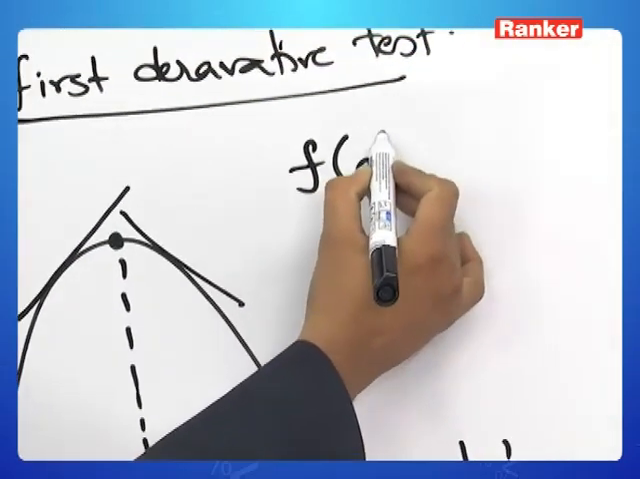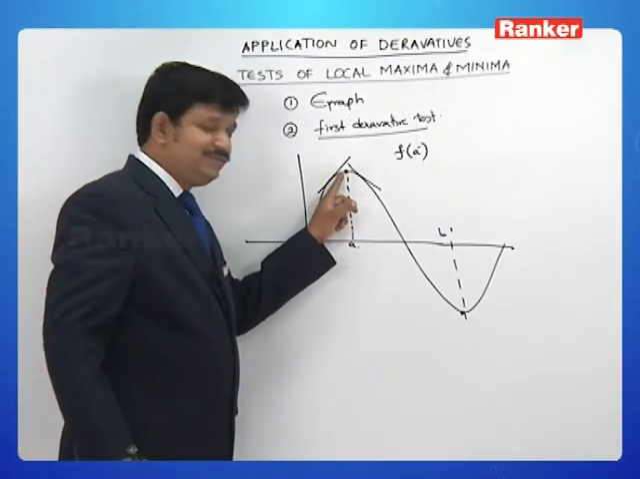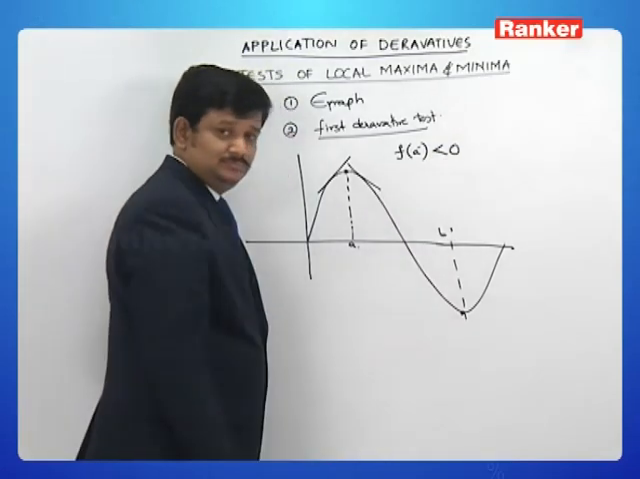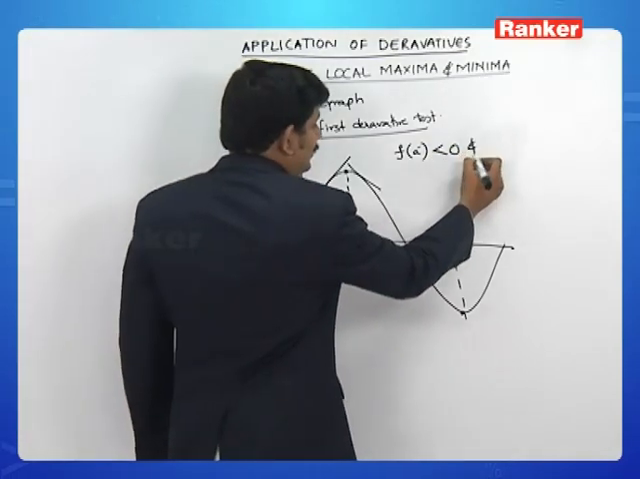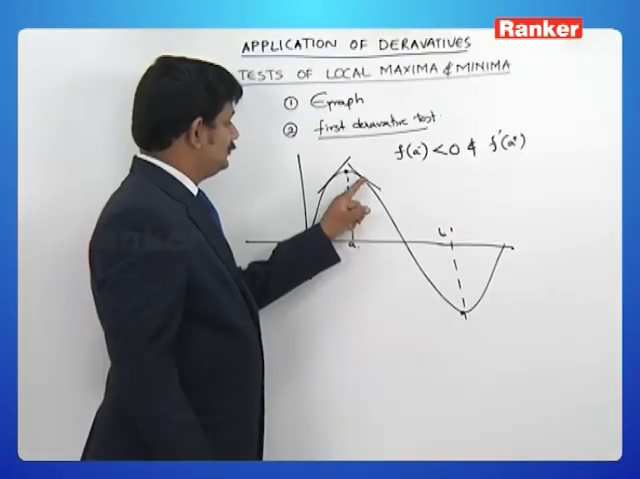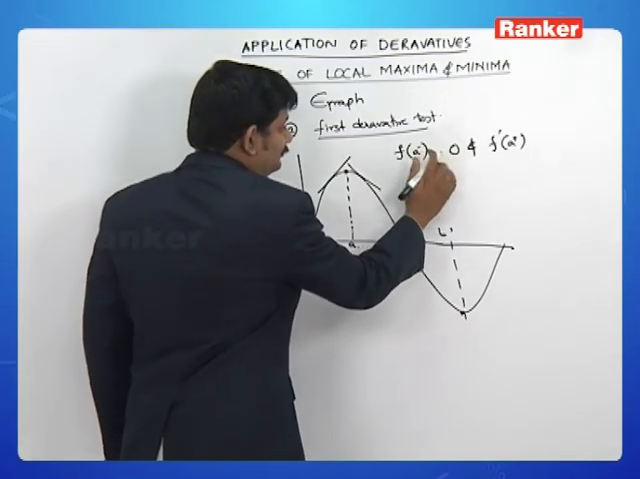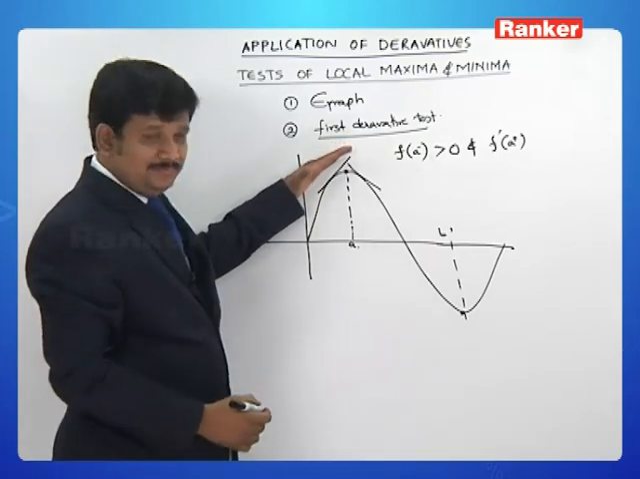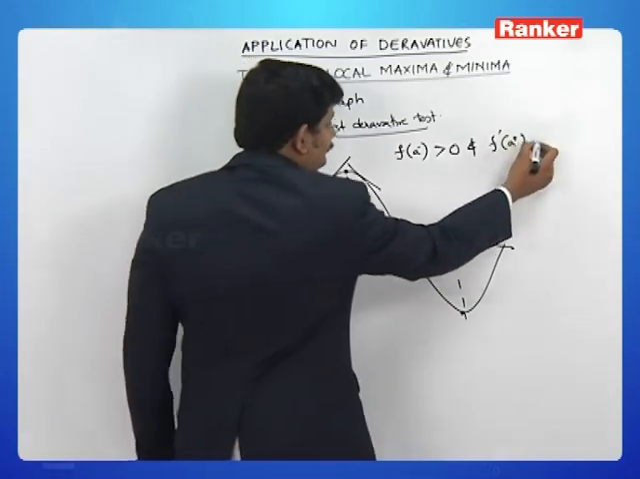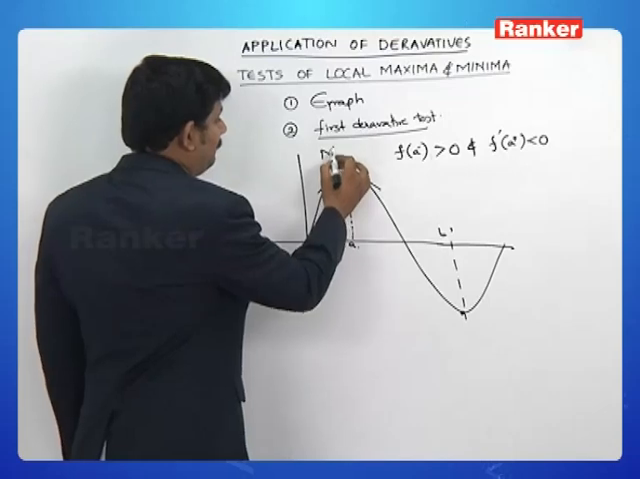the derivative just to the left side of A is positive, acute angled inclination, and the derivative just to the right side of A is negative, in case of a maxima.